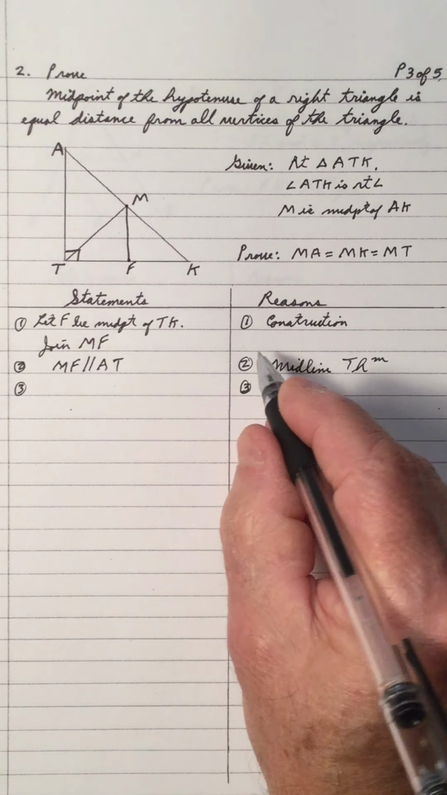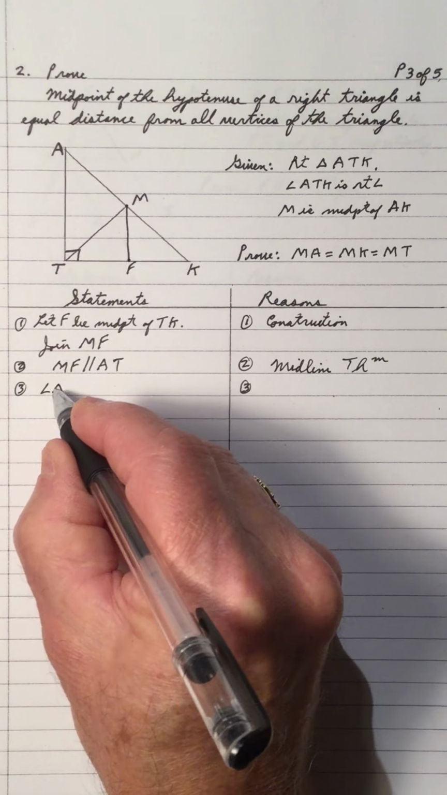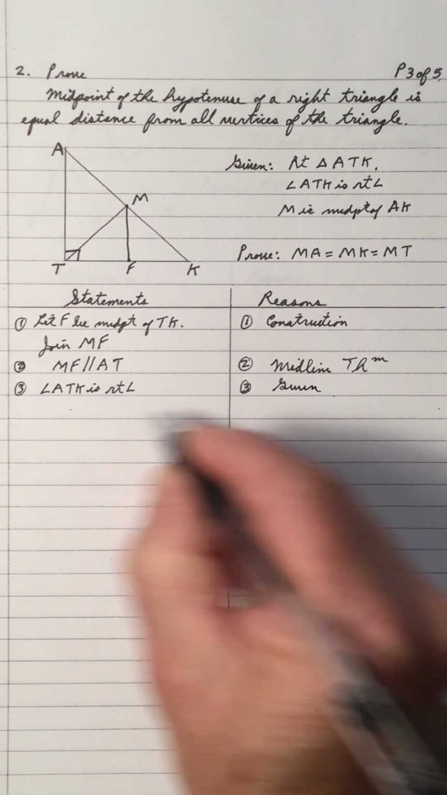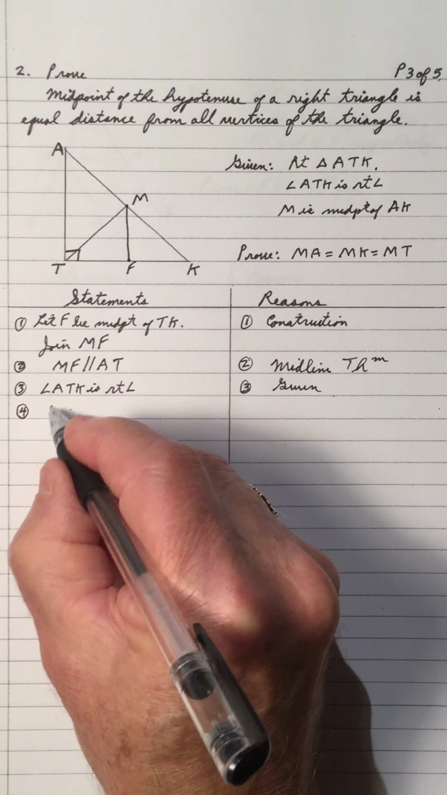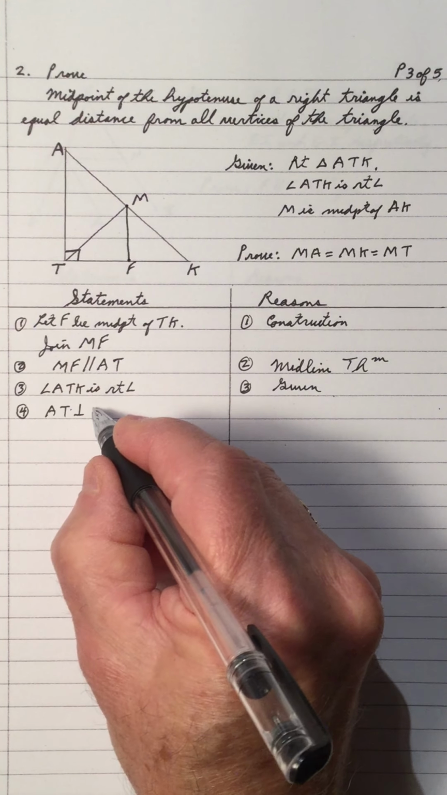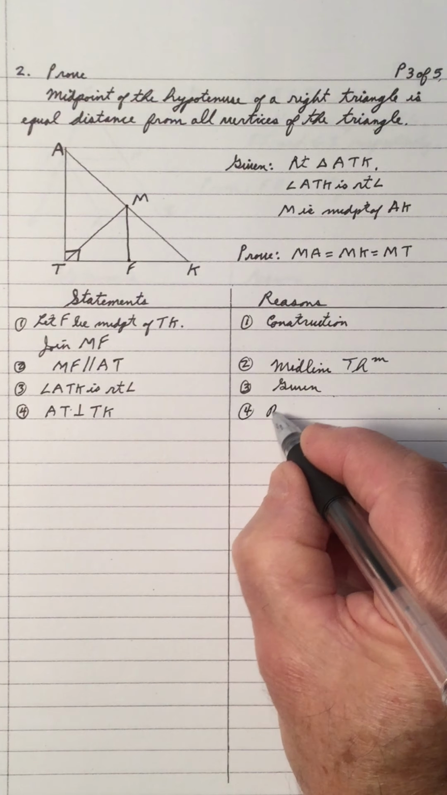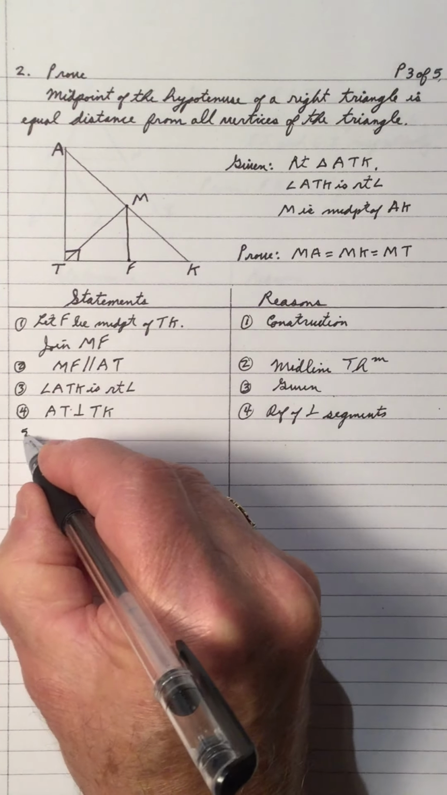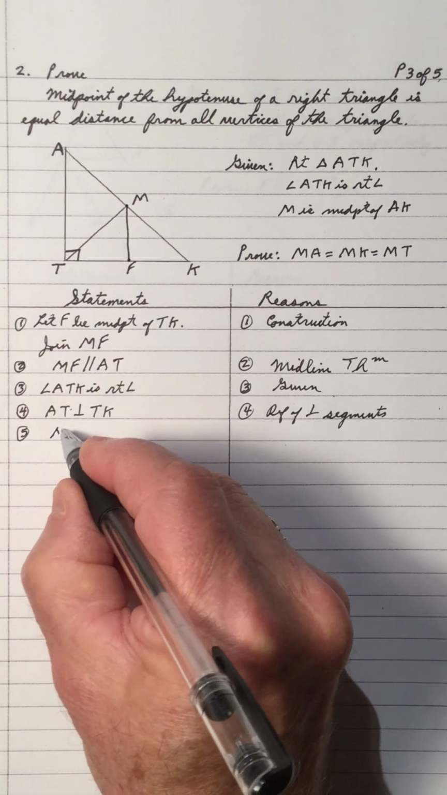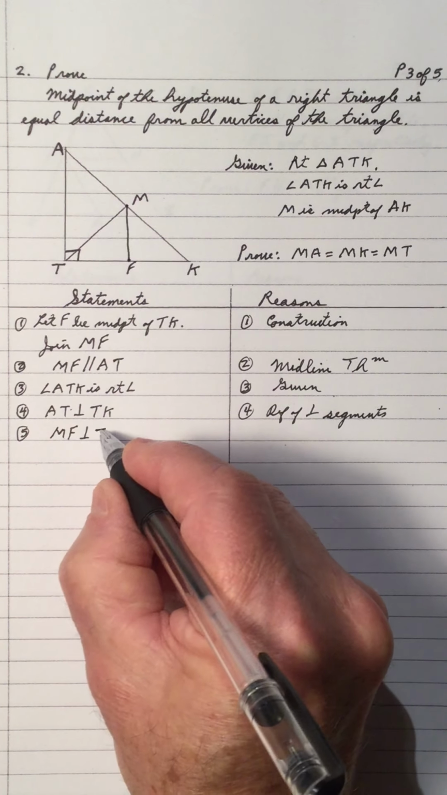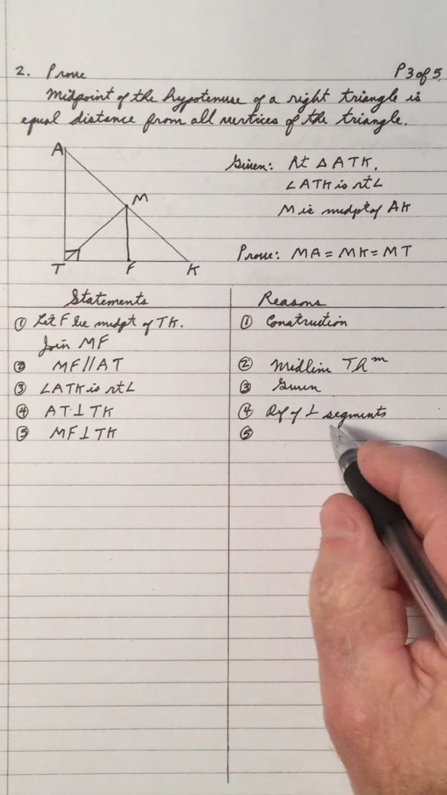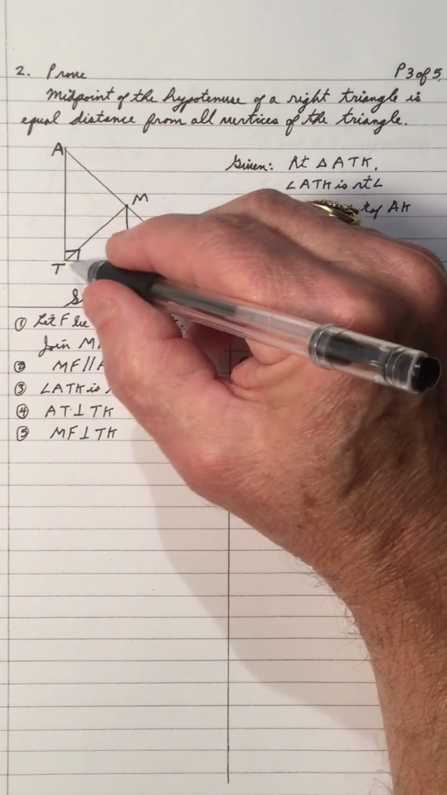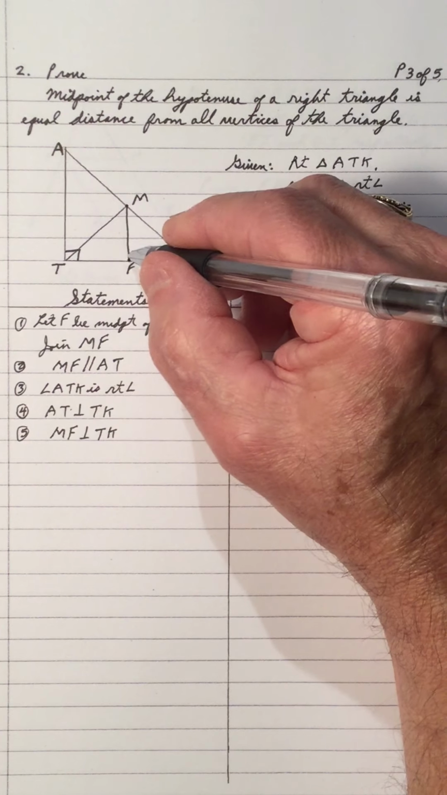So let's continue. And we have the angle ATK is a right angle, and that's given. So as a result, that means that AT is perpendicular to TK, by definition of perpendicular segments or lines. And as a result, we have MF perpendicular to TK. And there's a proof that we did in congruent triangles that said if TK is perpendicular to one of two parallel lines, then it's perpendicular to the other.